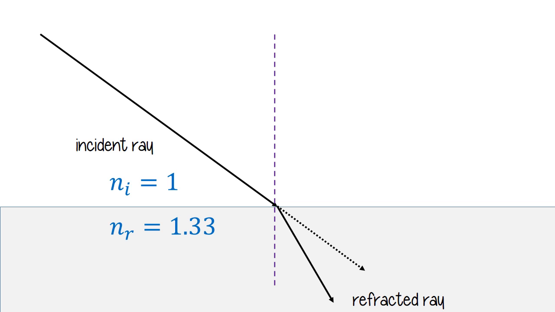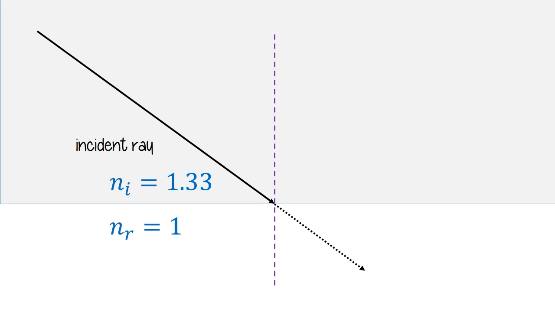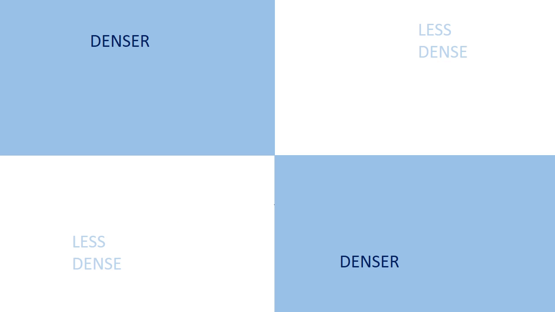Okay? If the incident ray is in a denser material, N sub I has a greater refractive index than N sub R. It's going from a denser material to a less dense material. Then that refracted ray is going to bend away from the normal. Okay, I'm going to say that whole thing again in a different way because I like to repeat myself. The denser medium will have the higher refractive index.